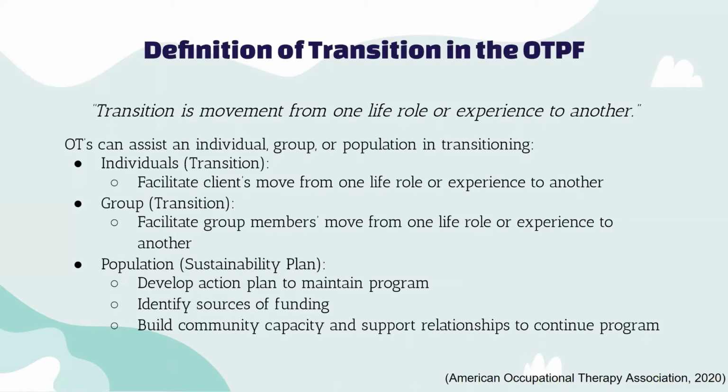Some examples of outcomes in this would be moving to a new level of care, transitioning between providers, or moving into a new setting or program. With regard to population, it's more of a sustainability plan. So some examples of outcomes would be developing an action plan to maintain a program, identifying sources of funding, or building community capacity and support relationships to continue the program.